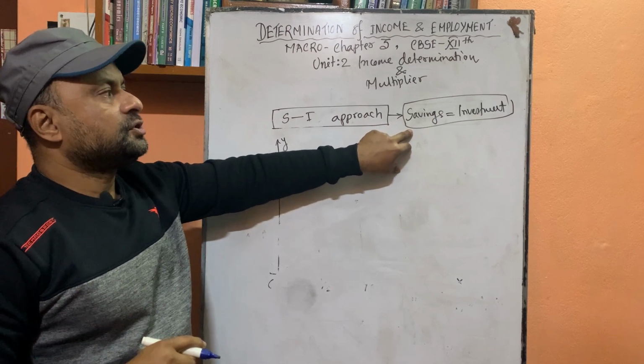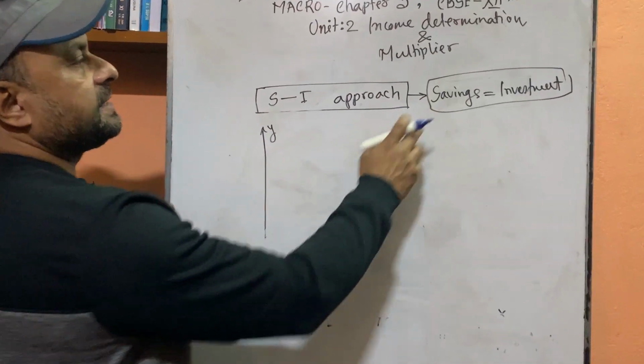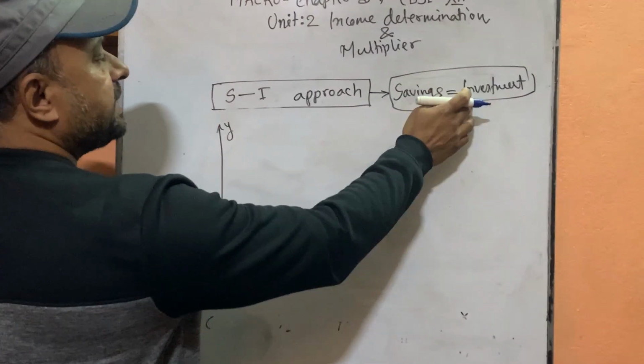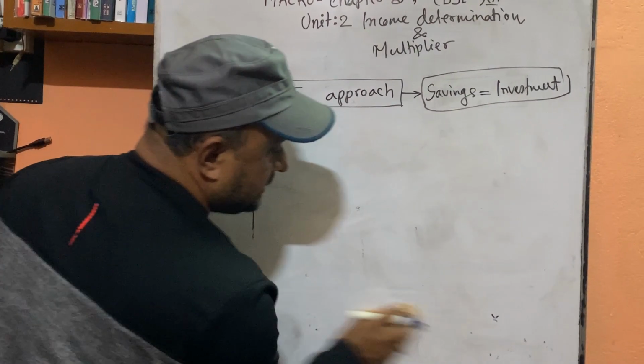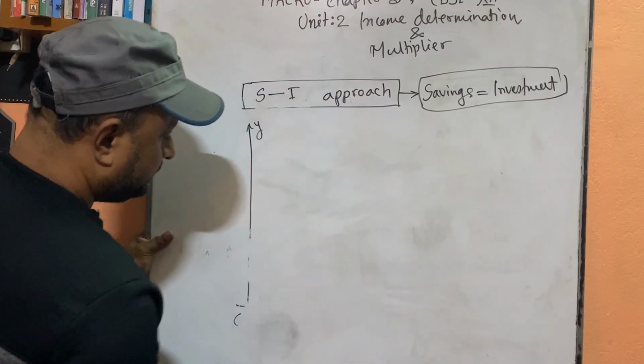This is the level where the country reaches equilibrium. In the AD-AS approach, it was AD equal to AS. Now it is S equal to I. Where savings and investment are equal, this is the country's equilibrium point. Now let us explain it through a diagram.